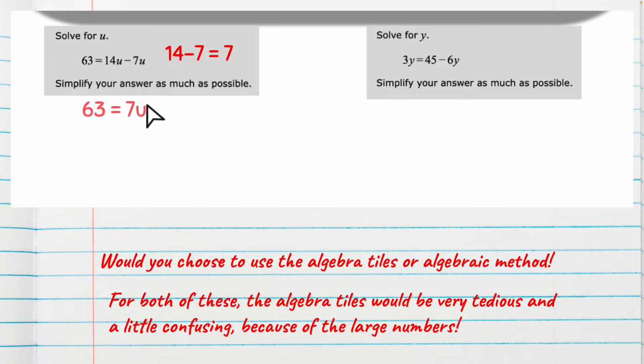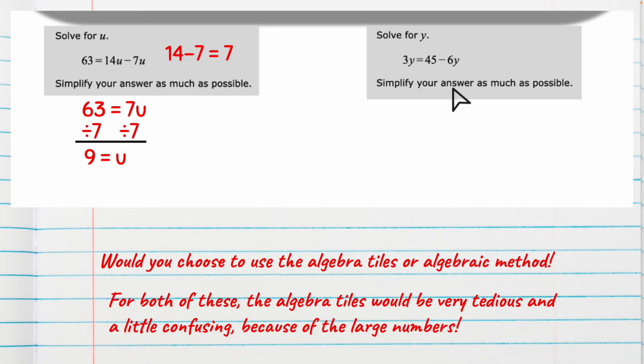And the 63 is still on the left side there. I haven't done anything with the left side of the equation. So 63 equals 7u. So now I just need to undo this multiplication by dividing on both sides. 63 divided by 7 is 9. So 9 equals u. All right, same thing on this one. I would probably not use the algebra tiles because of 45. That's just another very large number that's going to be tedious and a little confusing to look at once we get all those algebra tiles out there.